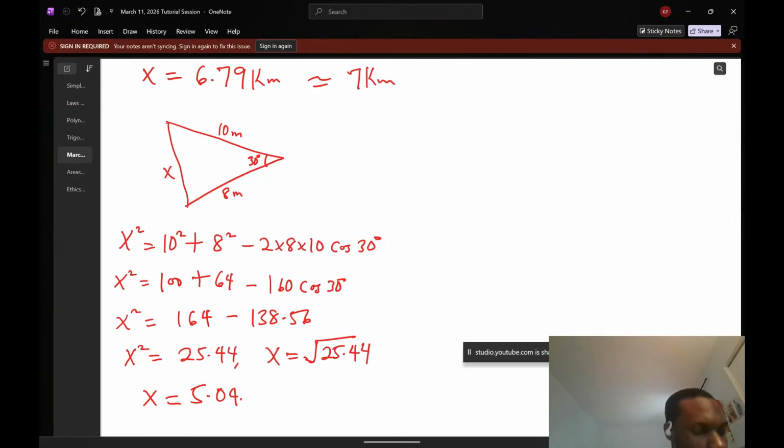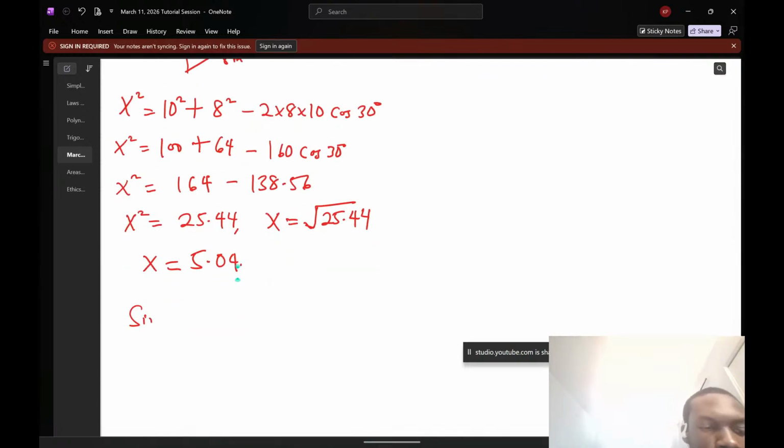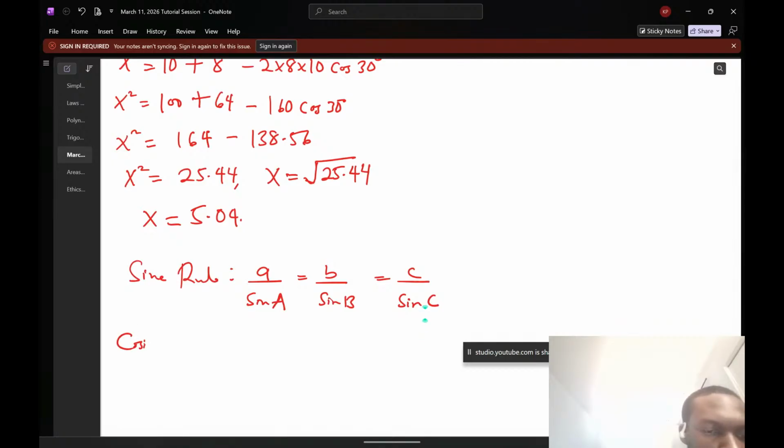Okay, so the sine formula is also like this, the sine rule. Now this is one thing that we need to keep in mind. The sine rule is A over sine A equals B over sine B equals C over sine C. Okay, so that's the sine rule. And we know that the cosine rule, or cosine formula, whatever you want to call it, is A squared equals B squared plus C squared minus 2BC cos A.